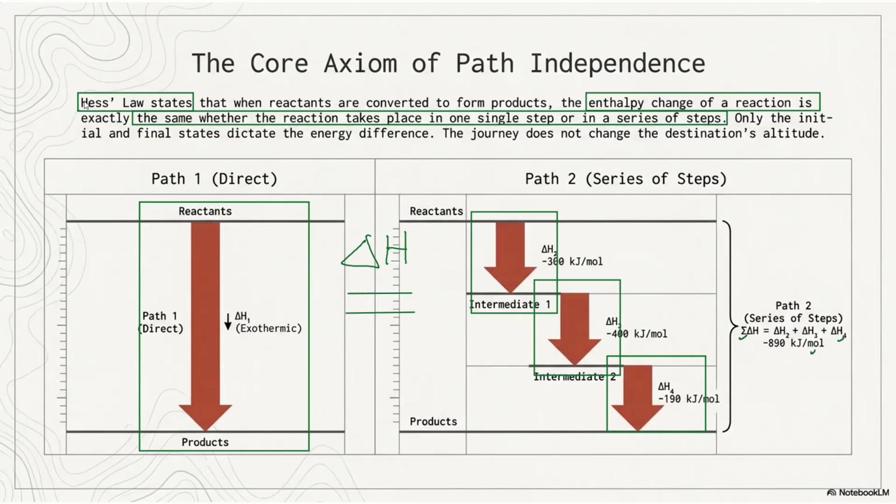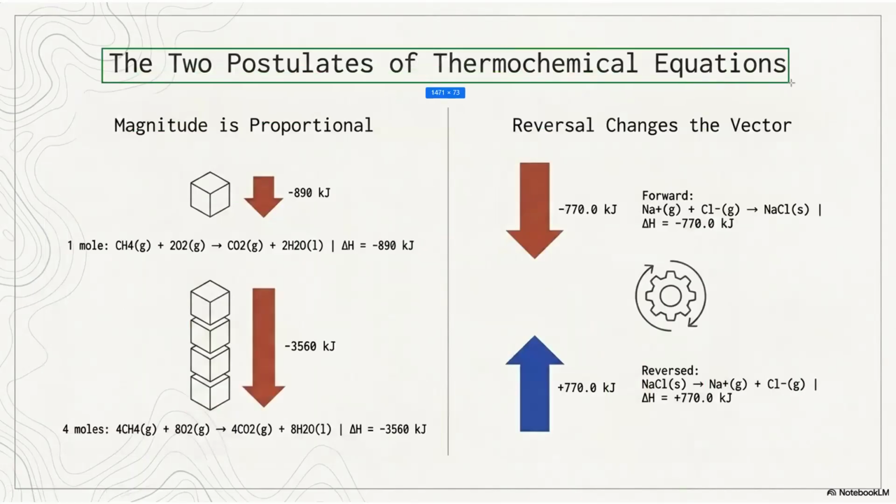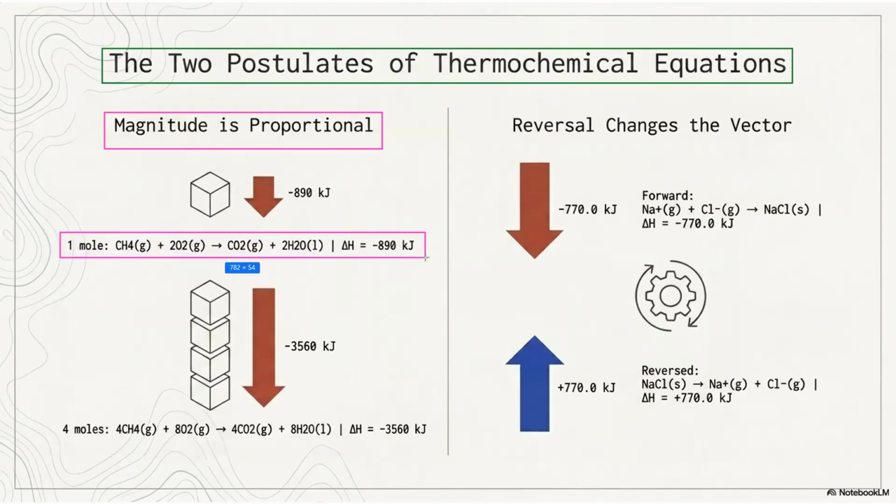Okay, so there are two postulates that can be applied whenever we are applying Hess's law. So what are the two postulates? Number one, the magnitude of the enthalpy change is proportional to the number of moles. So let's say when you burn 1 mole of methane, you release negative 890 kilojoule per mole.